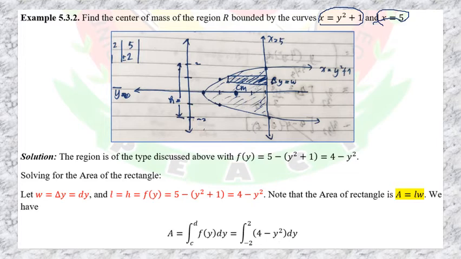Why did f of y become 5 minus (y squared plus 1)? Because this is the region bounded by our curves. This is the line x is equal to 5, given. And then the curve x is equal to y squared plus 1 is the other boundary. This bounded region is what we use to get the area. As we said in class, to get the area of the bounded region, we construct a horizontal rectangle, not a vertical rectangle.